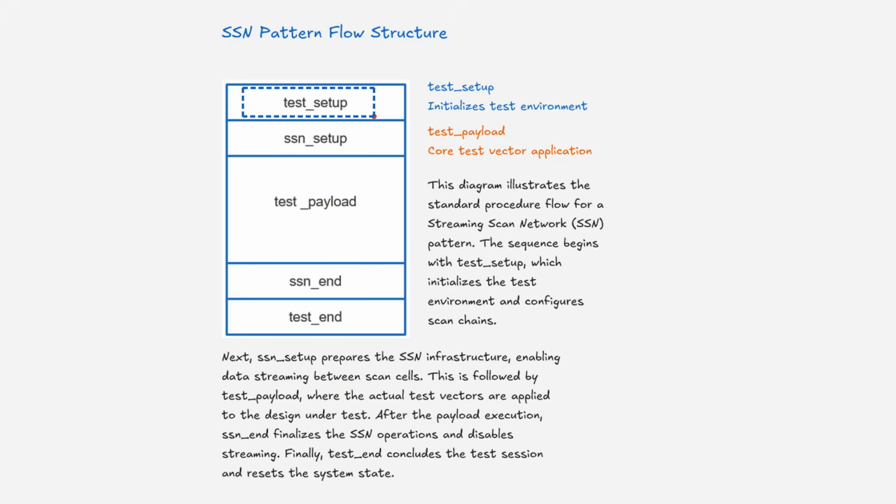This diagram illustrates the standard procedure flow for a streaming scan network, SSN pattern. The sequence begins with test setup, which initializes the test environment and configures scan chains. Next, SSN setup prepares the SSN infrastructure, enabling data streaming between scan cells. This is followed by test payload, where the actual test vectors are applied to the design under test.